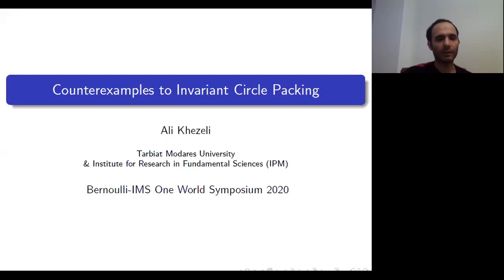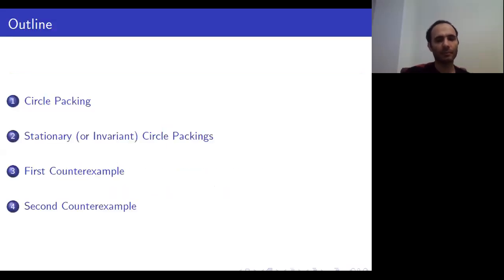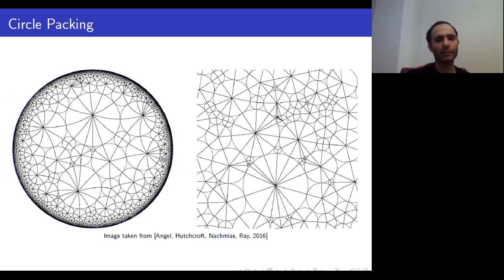In this talk, we provide counterexamples to the invariant circle packing problem. A circle packing is a collection of disjoint circles in the plane. Here you can see two circle packings of the whole plane and a unit circle. A unit circle is regarded as the hyperbolic plane. The tangency structure of the circles defines a planar graph.